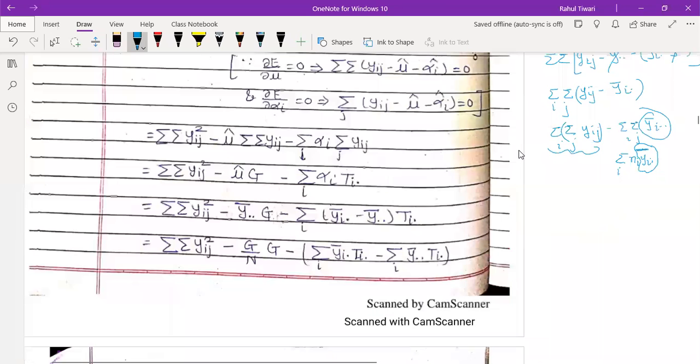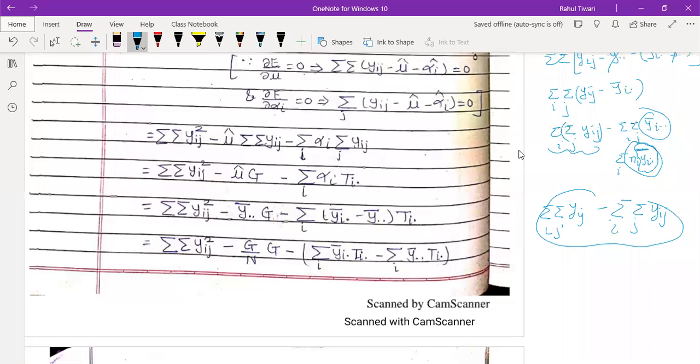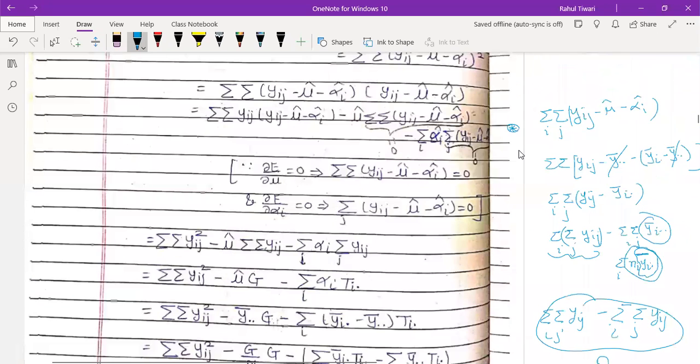This quantity will be replaced by what? Summation over j of yij, and here we have summation over j of yij. So this term becomes 0. Are you getting my point of how it turns out to be 0? Anyone? Any question?